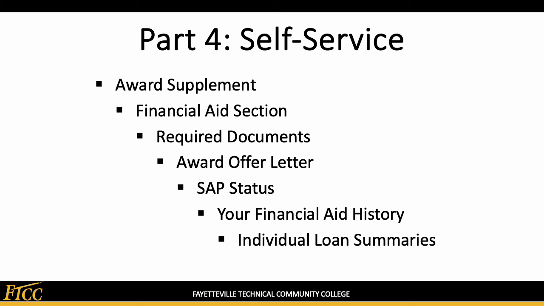Self-service. All students are encouraged to read the award letter supplement for eligibility information for financial aid. The financial aid homepage provides a summary for you to view, but the menu on the left of the screen lets you select items to view in more detail, such as required documents, your award letter, and your SAP status. The required documents option will show you outstanding requests for documents that you should submit as soon as possible. After a student has been awarded, the award letter will be available to view. Review your SAP status to see whether you are making satisfactory academic progress.